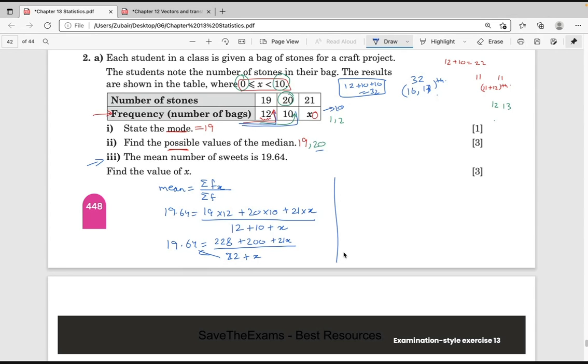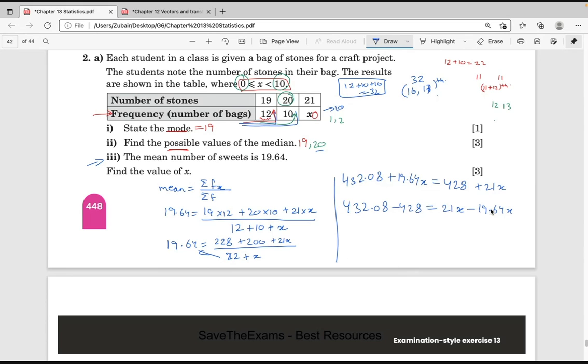19.64 times 22 is 432.08 plus 19.64x, and on the right-hand side we have 228 plus 200, which is 428 plus 21x. Now we rearrange. 432.08 minus 428 is equal to 21x minus 19.64.